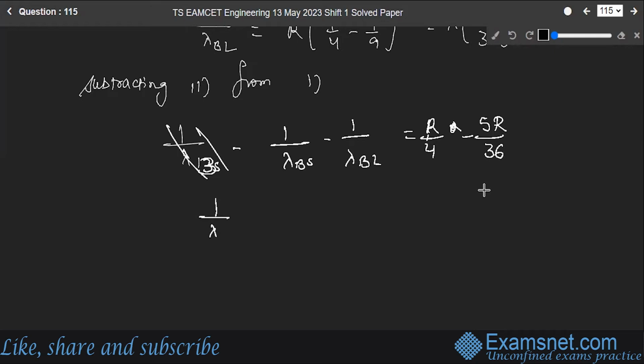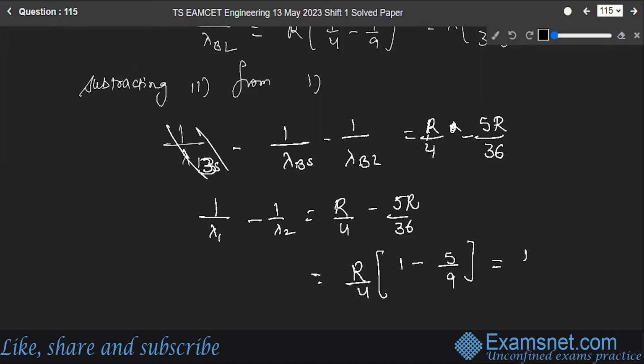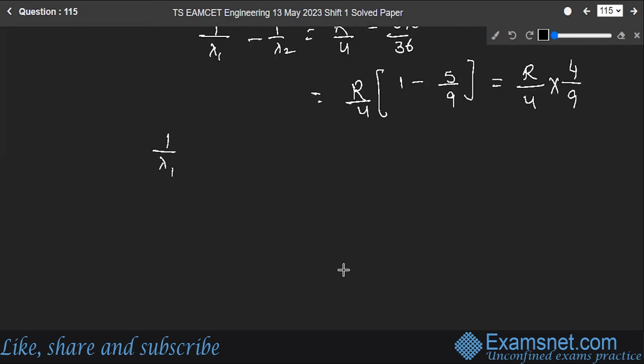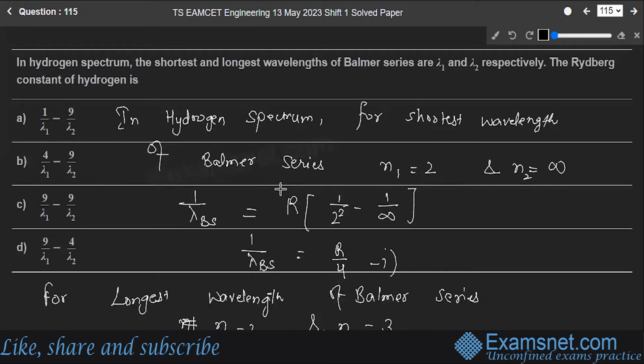So you have 1 upon lambda 1 minus 1 upon lambda 2 is equal to this. I'm taking R by 4 outside. So 1 minus 5 upon 9. This is R by 4 into 4 by 9, which is equal to R upon 9. Or R is equal to 9 upon lambda 1 minus 9 upon lambda 2. This is the right answer to the question. We have option C as the correct answer.